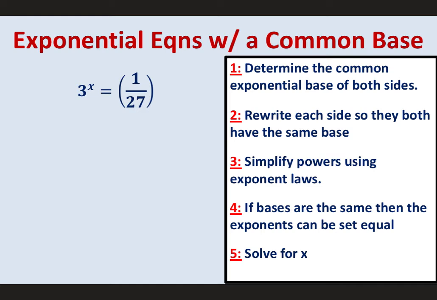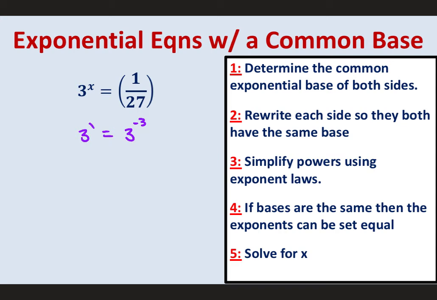Now, 1 over 27 is a little bit tricky. I know that since it's a fraction, it's going to have to reciprocate. So I'm going to make that into a negative exponent of some sort. And then 3 to what power makes 27? 3 to the 3rd. So I'm going to rewrite this side as 3 to the negative 3rd.